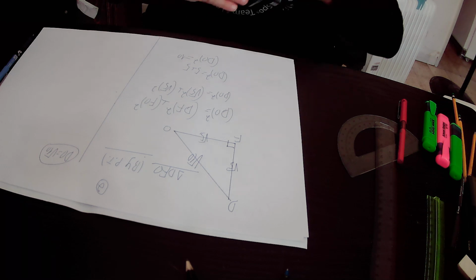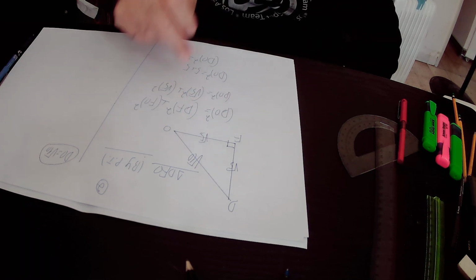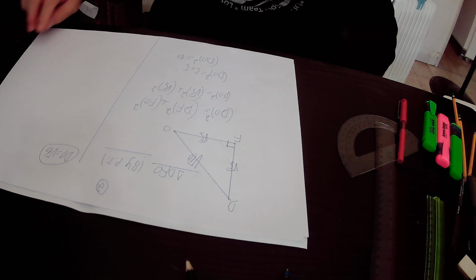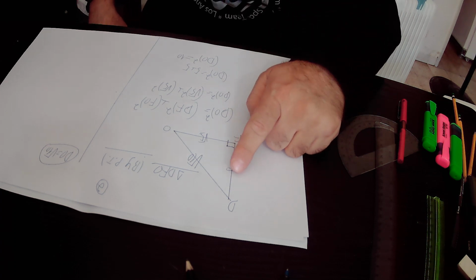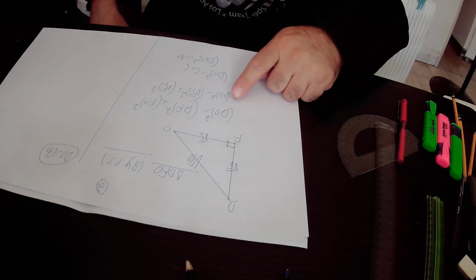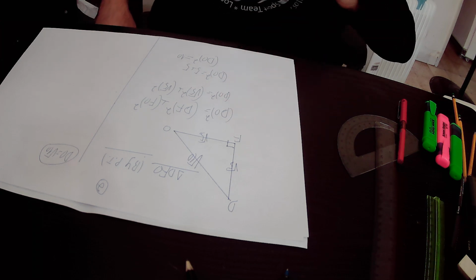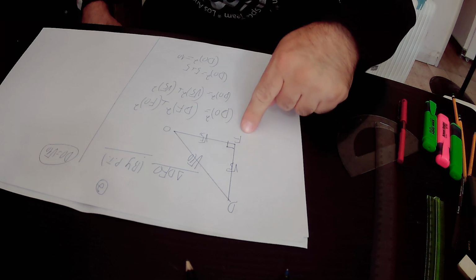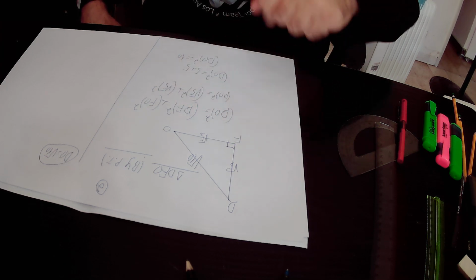We will use the Pythagoras theorem in order to find the value of the hypotenuse. According to the Pythagoras theorem, in any right triangle, the square of the hypotenuse equals the sum of the squares of the perpendiculars. The hypotenuse in this right triangle is DO, therefore the square of the hypotenuse is DO square, and it must be equal to the sum of the squares of the perpendiculars, that is to say, DF square plus FO square.